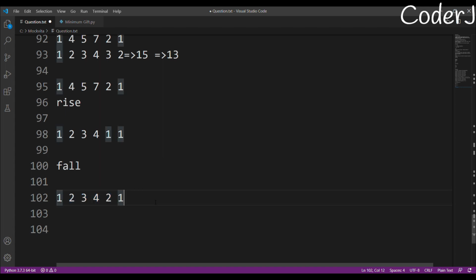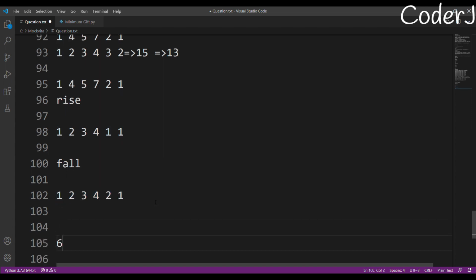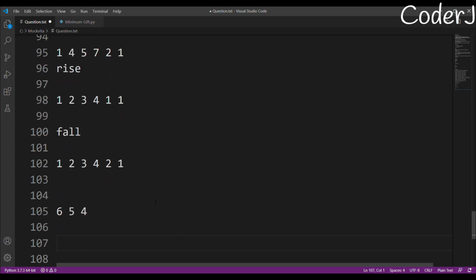Okay, so I'll just show you another example. Suppose we have 6, 5 and 4, these three elements. I'll check for the rise part. Is 6 smaller than 5? No, it's not. So just give him one gift. Is 5 smaller than 4? It's not. So give him one gift. And since 4 is the last element, give him again one gift.